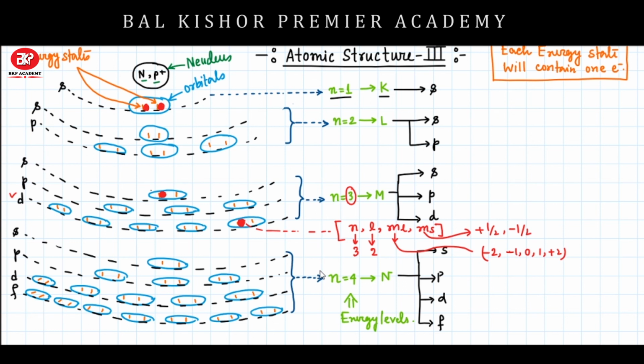Similarly, other electrons can have quantum numbers like n equals 3 and L value 0, and similarly we'll have the ml value and the ms value. So in this way, we can identify the different electrons inside atoms.